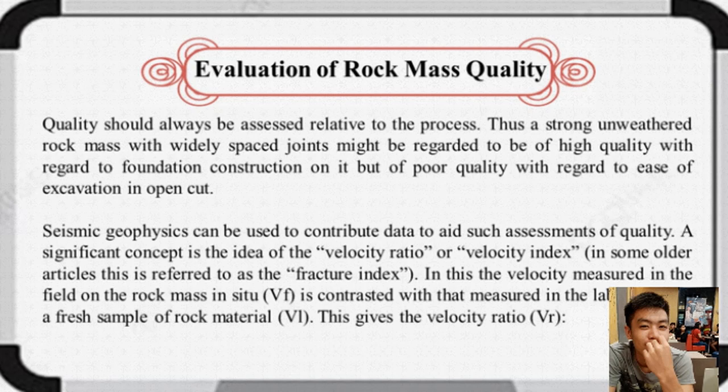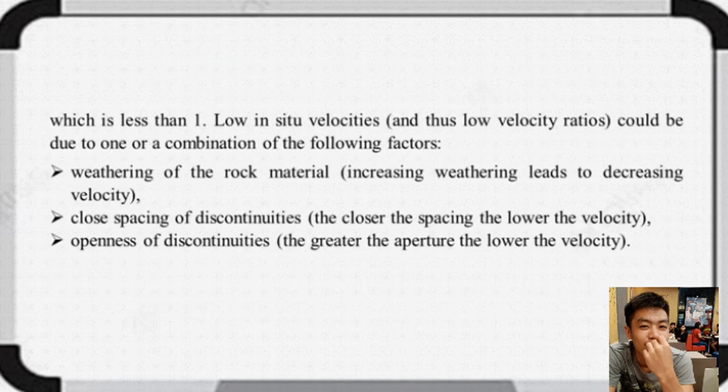A significant concept is the idea of the velocity ratio or velocity index. In some older articles, this is referred to as the fracture index. In this, the velocity measured in the field, the rock mass in situ, or VF, is contrasted with the velocity measured in the laboratory on a fresh sample of rock material, or V1. This gives the velocity ratio, or VR. So VR is equal to V sub F over V sub 1, which is less than 1.